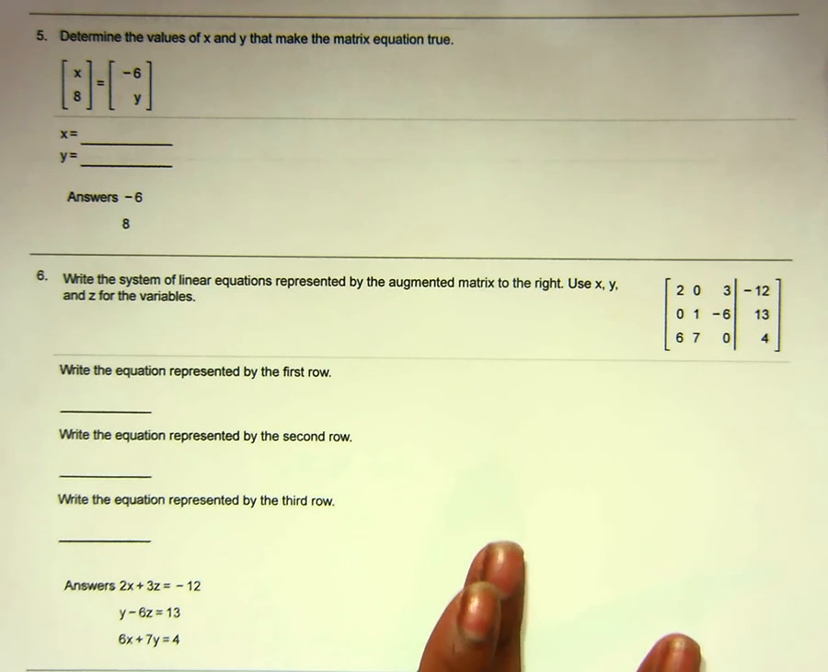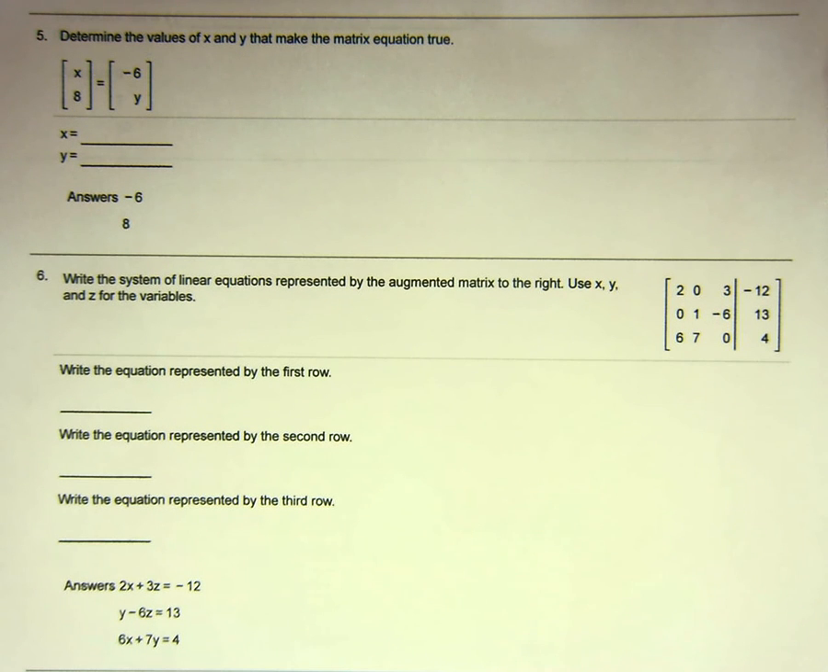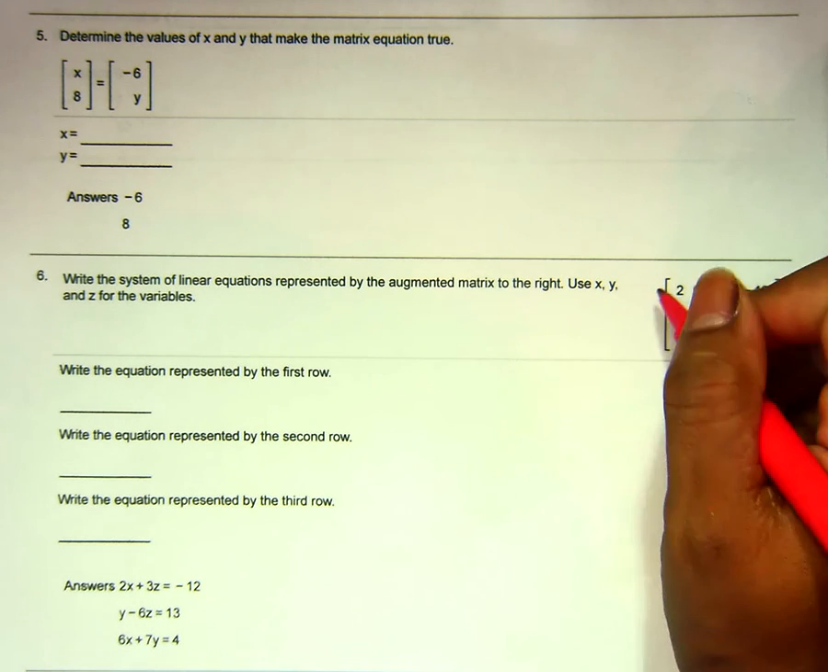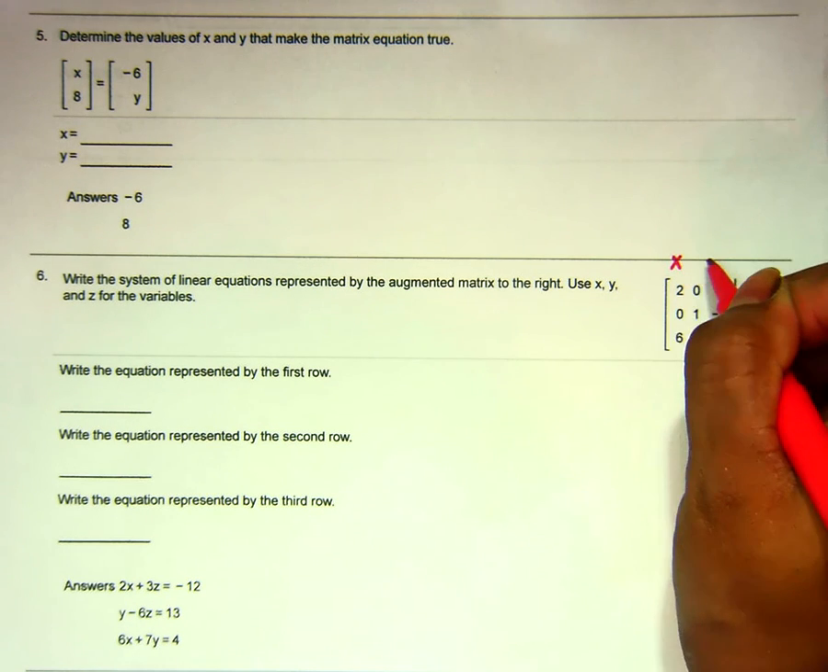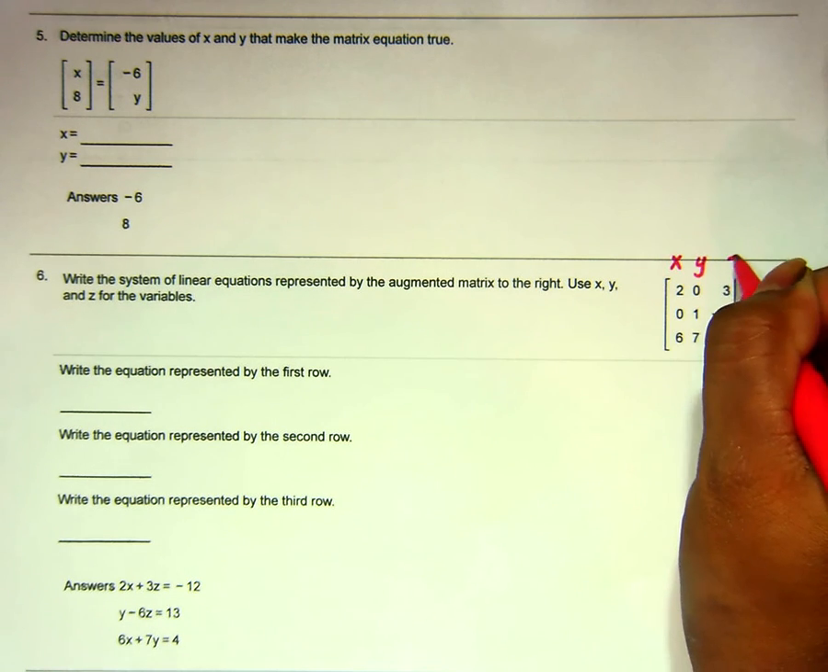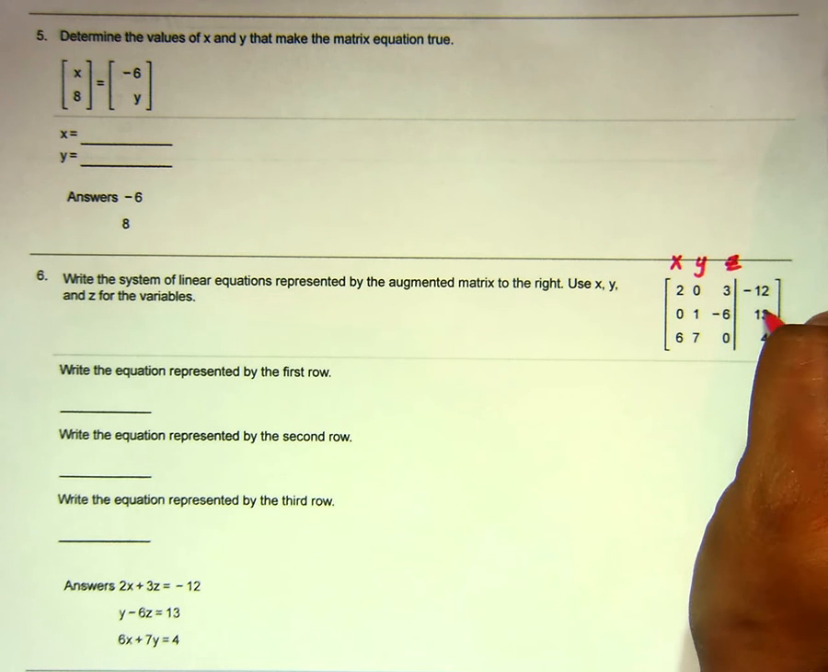Now that leads into this one. It says write the system of linear equations, augmented matrix on the right. You're going to use x, y, and z for your variables. So let me write this out across the top to make it a little bit easier to understand. We're going to have this as our x column, our y column, our z column, and this is just going to be your constants column. This is what everything is going to equal.